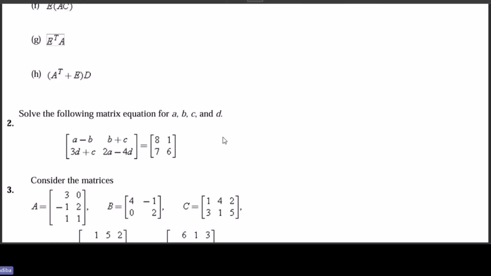TK, are you with us? B plus C equals 1, yeah. So make B the subject there. No, it's 1 minus C. B equals 1 minus C. Okay. So now in the equation A minus B equals 8, where there is B, you see where this B is? Substitute 1 minus C. Okay.